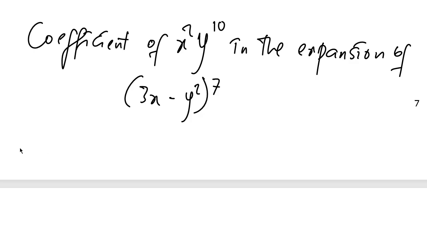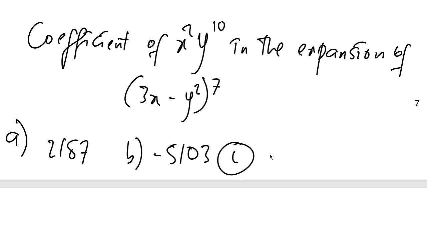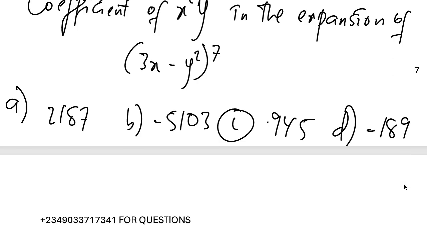You're asked what's the coefficient, and option A 20187, option B negative 5103, option C 945, option D negative 189. This is a past question, a must-know one. So how do you tackle this? Same principle. Don't get scared.